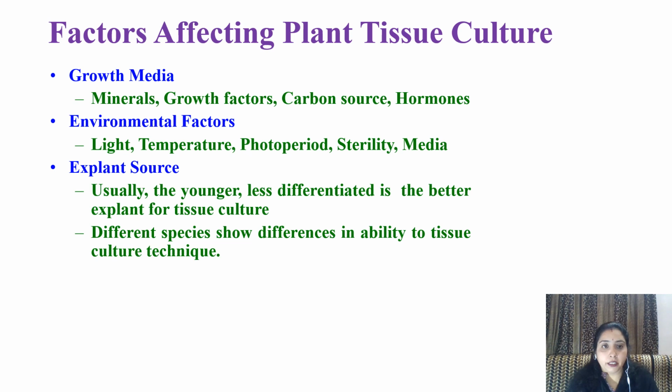Factors affecting plant tissue culture. Selection of growth media: minerals, growth factors, carbon sources, and different hormones which we use for preparation of media. Environmental factors: availability of proper light, temperature, requirement of photoperiod, sterility, and media selected. Explant sources: usually the younger and less differentiated the explant is, the better for tissue culture. Different species show differences in ability in tissue culture technique.